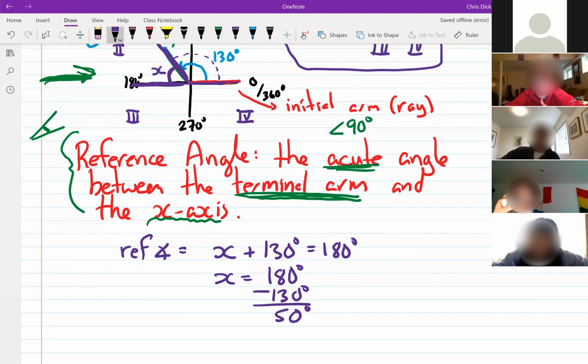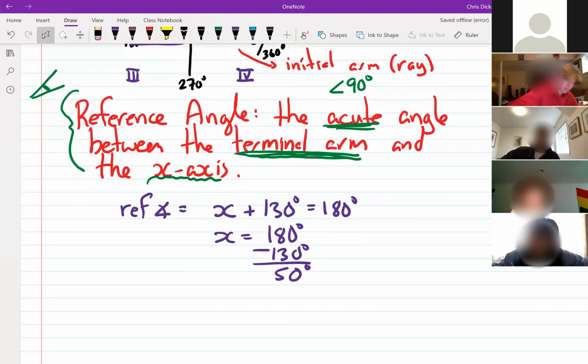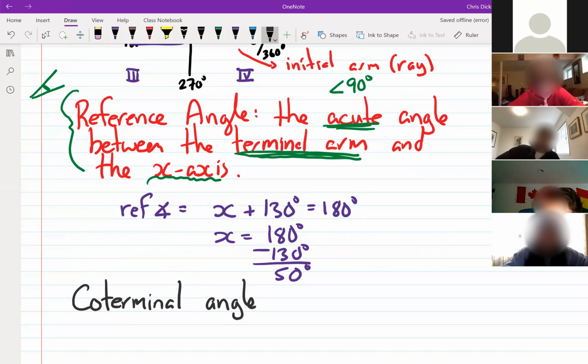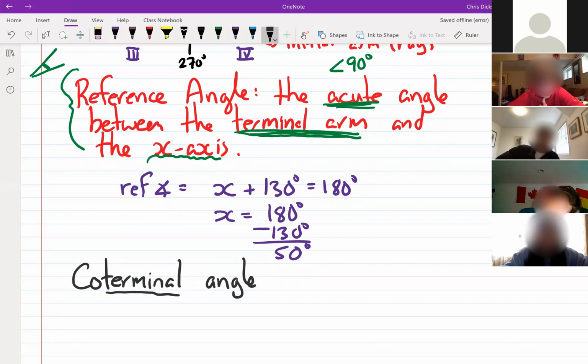So, okay, lots of terminology coming your way. So you got initial arm, terminal arm, reference angle, acute, x-axis. And the other big word you would have learned last year is what's called a coterminal angle. Now, terminal here has something to do with the terminal arm, so that's related to the terminal arm. And then co, the prefix co, meaning to share. So basically, it's any angle that shares the same terminal arm.